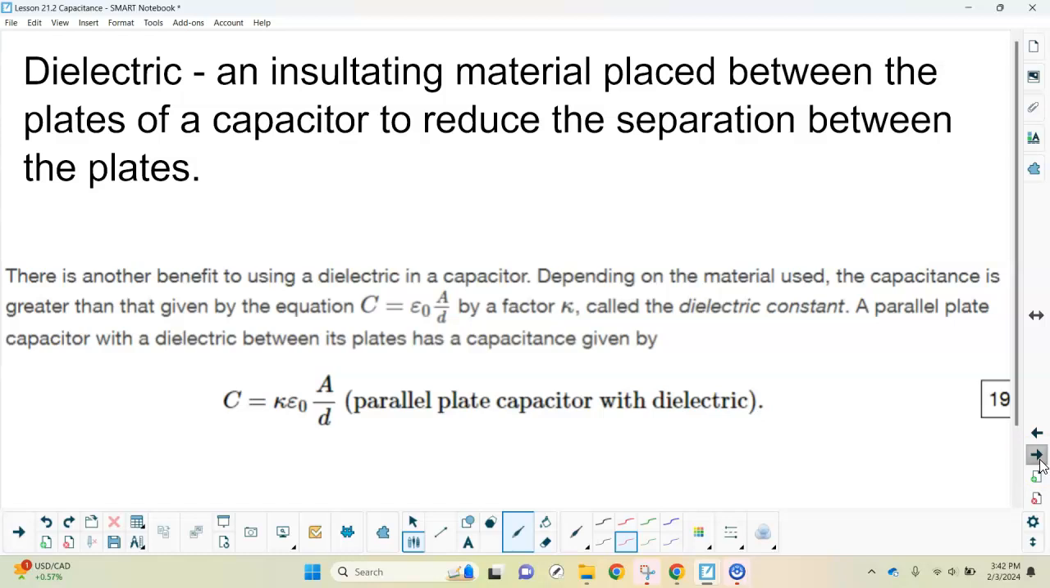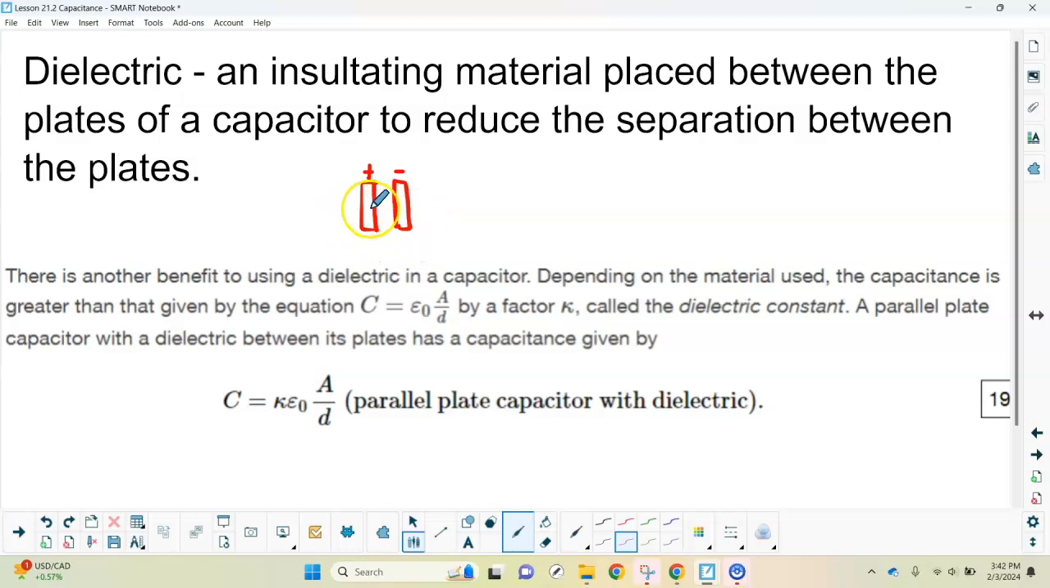So a dielectric is basically when an insulating material is placed between the plates of a capacitor to reduce the separation between the plates. So if you think about a capacitor, again, if we have, like, this is one plate, and I'll call that one the positive one, and a negative plate over here. If you have a big enough charge here and they touch, obviously they're going to discharge, and you wouldn't have that separation of charge, which is what you need to have capacitance.